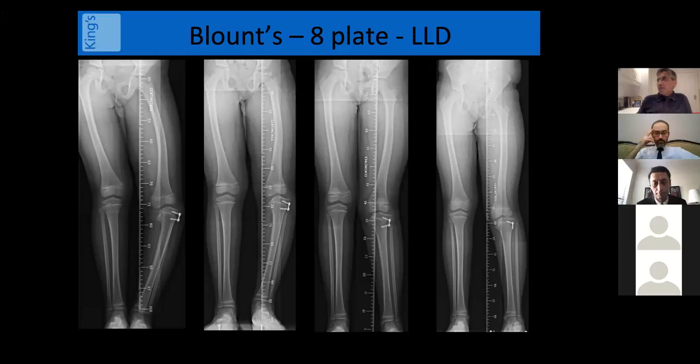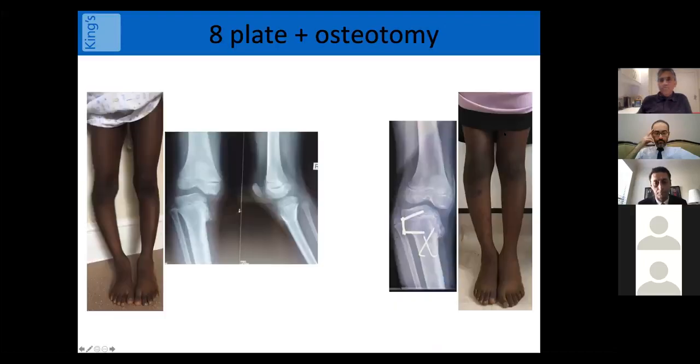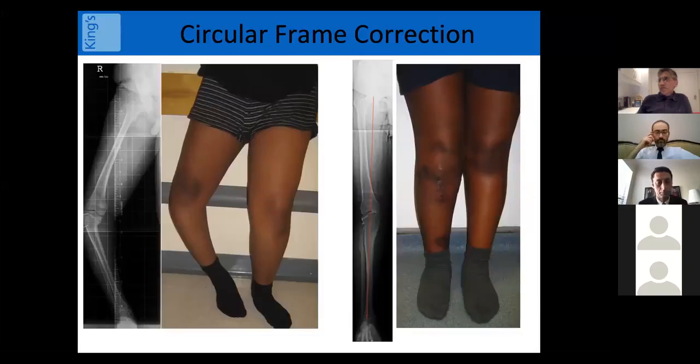One of the biggest problems with 8-plates is overgrowth of the fibula in relation to the tibia, and leg length discrepancy. Here we have another option of treatment. 8-plate and osteotomy is an option. If you think that the varus has gone too far, you can correct it acutely and stop it from getting worse. The most severe forms need circular frame treatment, as in this case, where the child is much older and obese. I used a Taylor Spatial Frame, and it worked out well.